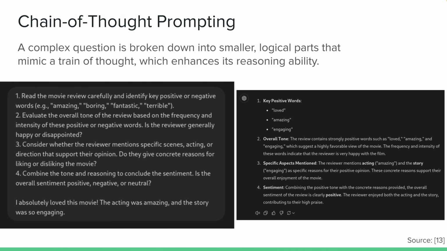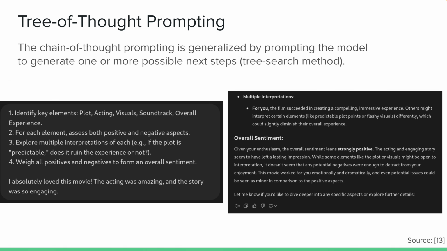Chain of thought prompting is a technique that breaks down a complex question into smaller, logical parts that mimic a train of thought. This helps the model solve problems in a series of intermediate steps rather than directly answering the question. This enhances its reasoning ability. The tree of thought technique generalizes chain of thought prompting, so it prompts the model to generate one or more possible next steps. Then it runs the model on each possible next step using a tree search method.